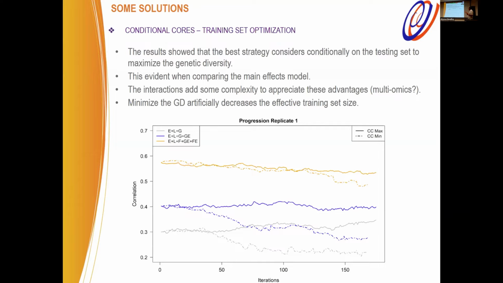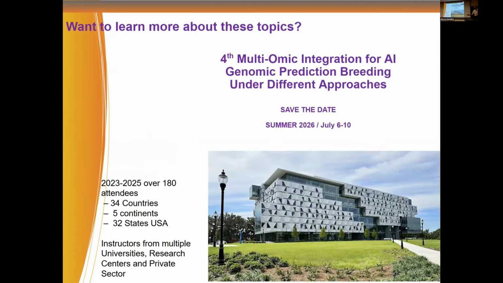Now, when we look at the blue line where we have GY interaction, similar behavior. We have the orange line, we have family interaction. We don't see any advantage. And again, this is the case when you have multiple omics. The more complex the model, the less you can interpret, or it's less tangible the result that you are obtaining.